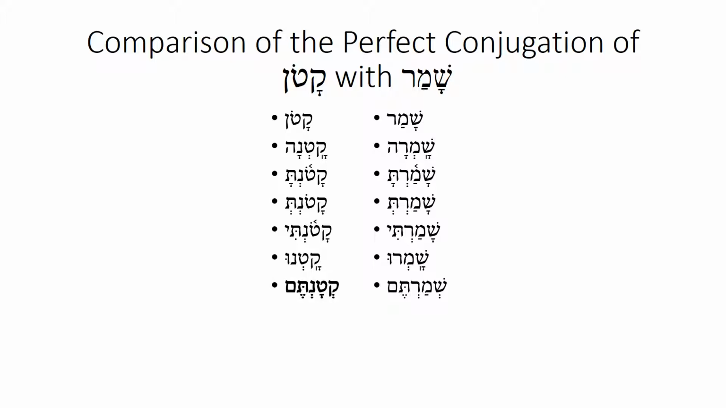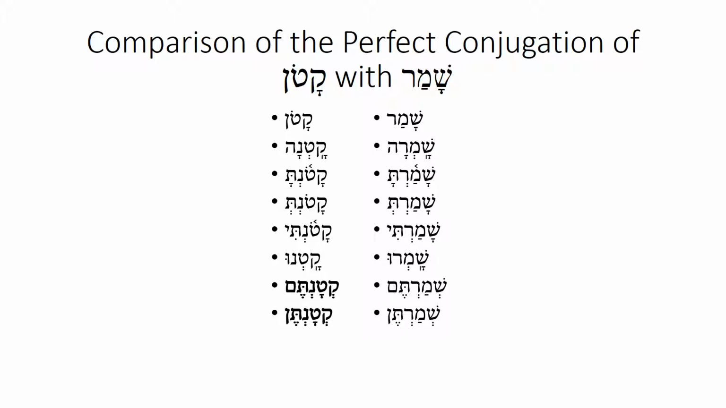Shamartem. Now, be careful with this form. I've highlighted it for an important reason. Again, we said that the second stem vowel remains an O-class vowel. And what we have here, you need to look very carefully at the second syllable vowel. What is that vowel? Is it a qamets, or is it something else? It's not a qamets, is it? It's actually a qamets hatuf, an O-class vowel. So that form is ketontem. So be careful with that one. That is an O-class vowel there.